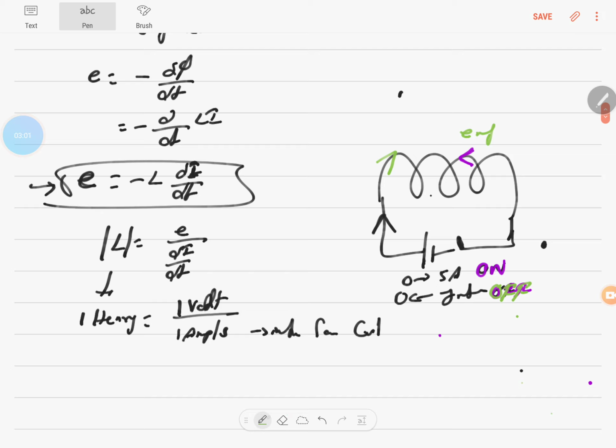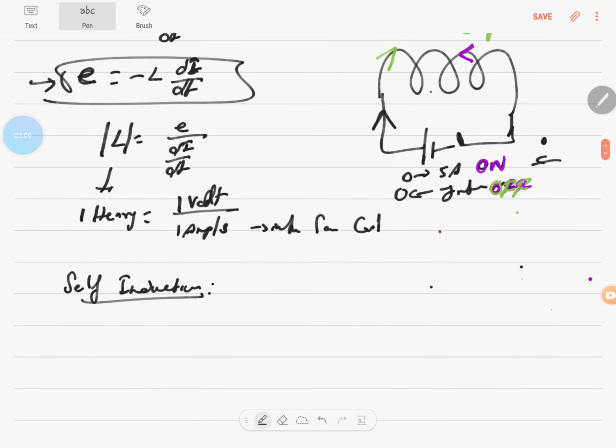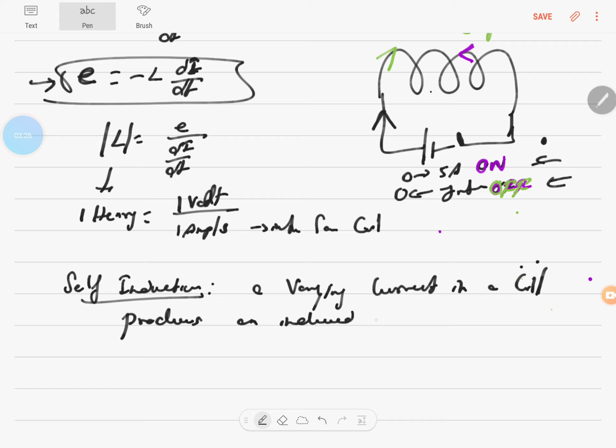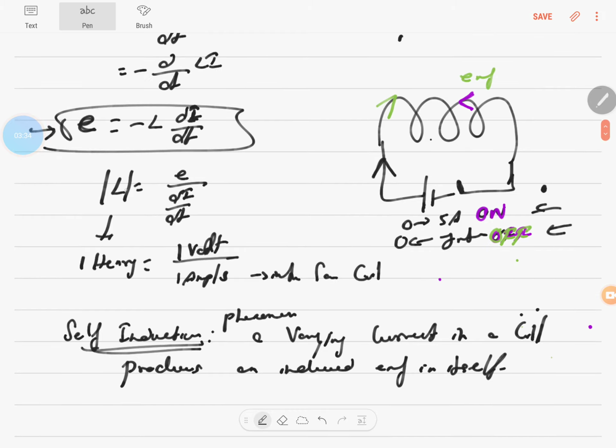That is known as self-induction, the phenomenon. Self-induction is a phenomenon by which a varying current in a coil produces an induced EMF in itself. That's known as self-induction. It's a phenomenon. Whereas self-inductance is the ratio of EMF induced to the rate of change of current in itself, in the same coil.